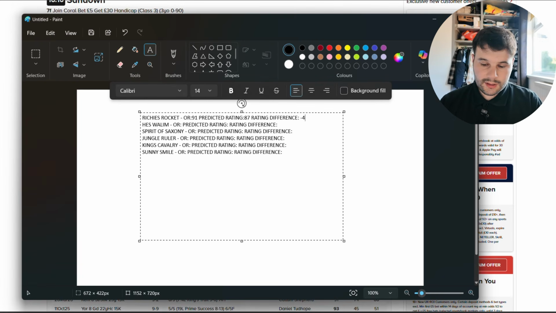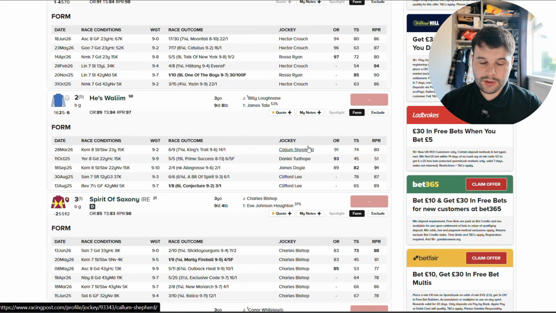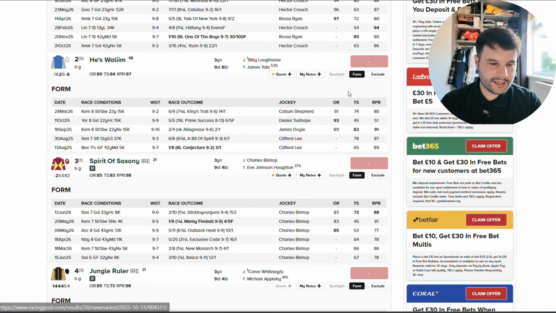So we come into, you want to have a separate document. We're going to put, like I say, his predicted rating, I think, will be 87, and that's going to give him a rating difference of -4. So I think he's going to run 4 pounds worse than what his current mark is. So probably not a horse you're going to want to look to back. So maybe one we'd write off there.